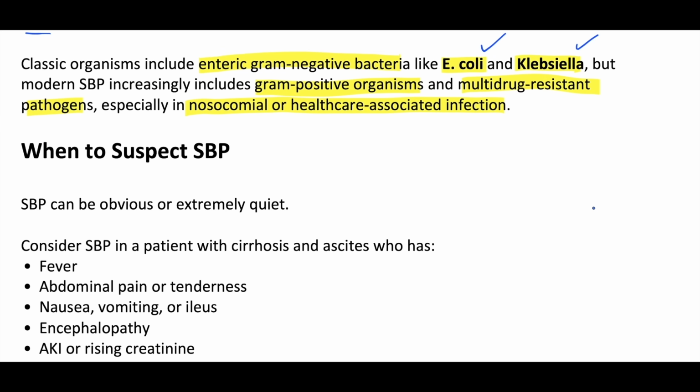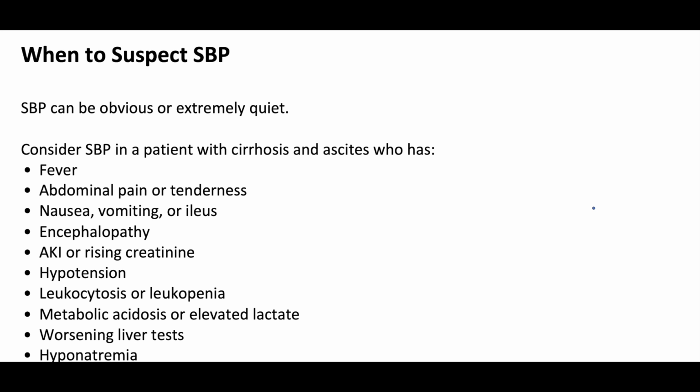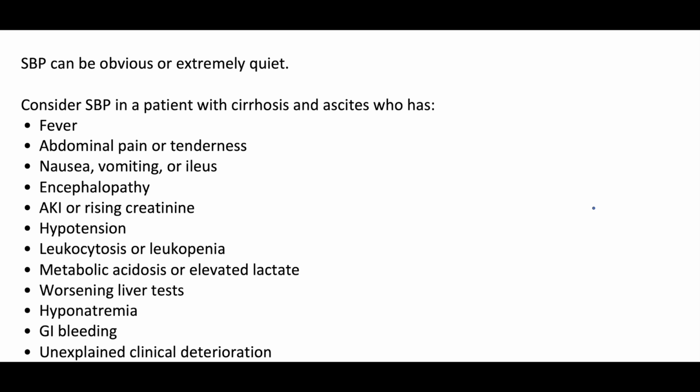So when should we suspect SBP? Well, SBP can be obvious. Someone can come in with peritonitis and sepsis, or it can be extremely subtle and quiet. So you have to cast a broad net. You should consider SBP in every patient that comes in with cirrhosis and ascites.